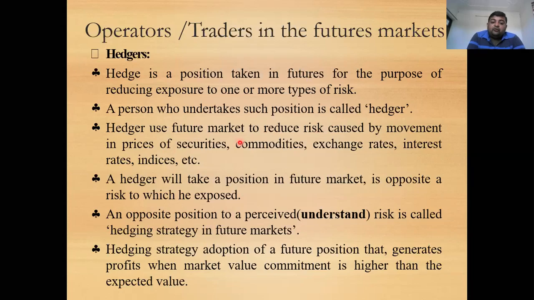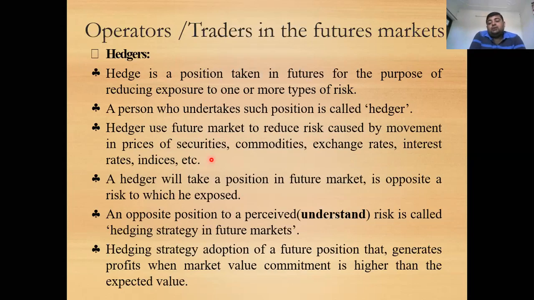Next, a hedger uses the future market to reduce risk caused by the movement of prices of securities, commodities, exchange rates, interest rates, indexes, etc. In the forward contract, we are only discussing the interest rate, covered interest. But in this case, a hedger can use the future market to reduce the risk which may be caused by the movement of prices of securities, commodities, exchange rate, interest rate, etc. For example, we have taken the example of the interest rate, you have entered into the interest rate future because in two countries there are different interest rates.